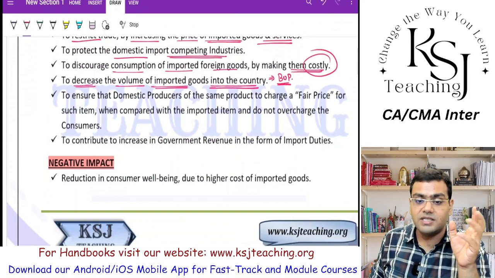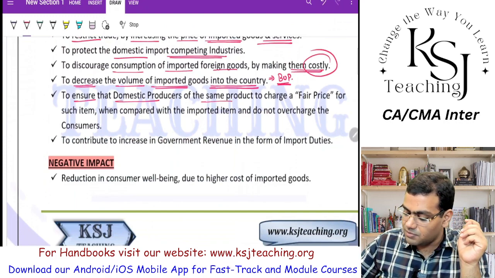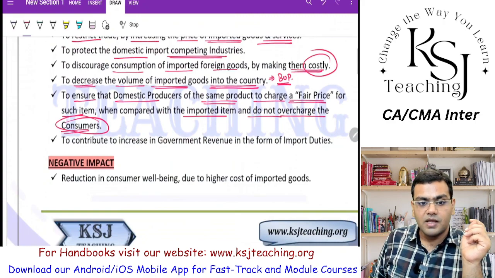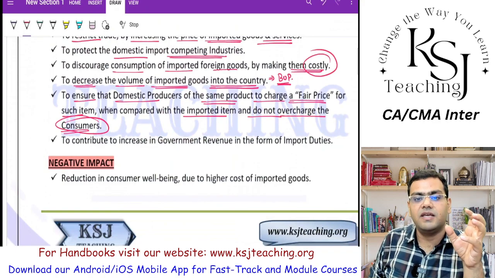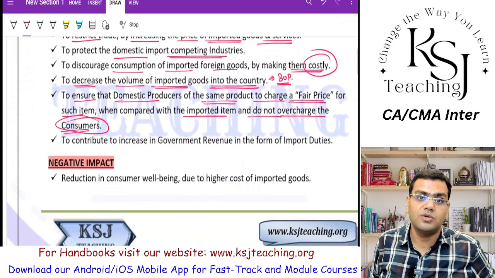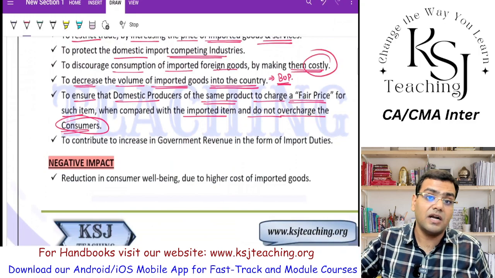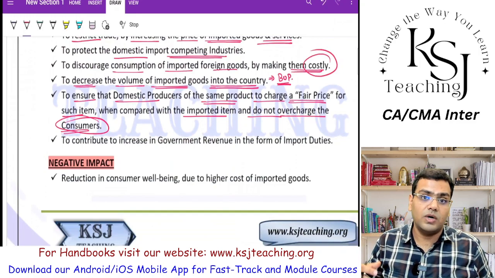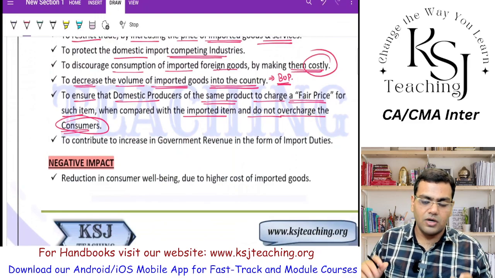So, to decrease the volume of imported goods into the country, and to ensure that the domestic producers of the same product charge a fair price for such items when compared with the imported item and do not overcharge the consumers, right? That is why imports are made costlier, so that the domestic producers can be saved. And if the domestic producers feel that safety, they will charge the fair price, right? If the domestic producers do not feel safe with regard to the various policies on imported goods, then they will charge high. So if they have the security, they will charge a fair price and not more than that, right?